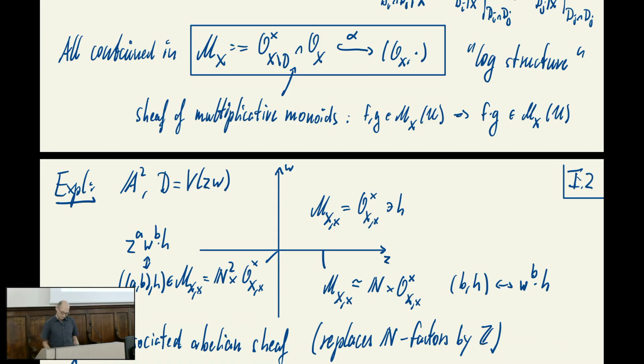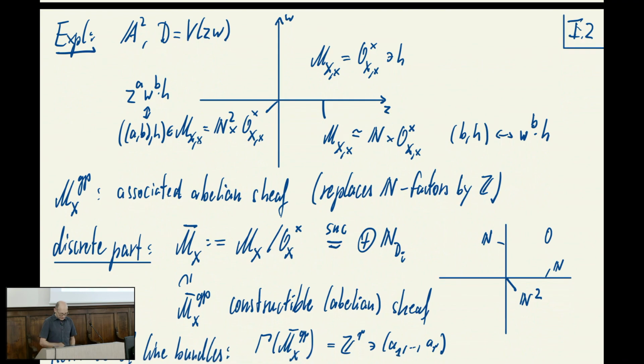This is slightly strange, right? Here it's additive, here it's multiplicative. And similarly symmetrically here, of course, and then at the origin you have two vanishing orders, a and b, and you can write it as z to the a times w to the b times h, so it has an N squared cross O star. Okay? So then there's an associated abelian sheaf, the M_X group. That's sometimes a little easier to talk about.